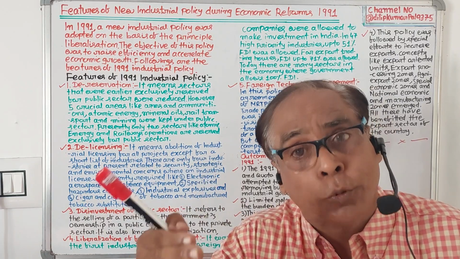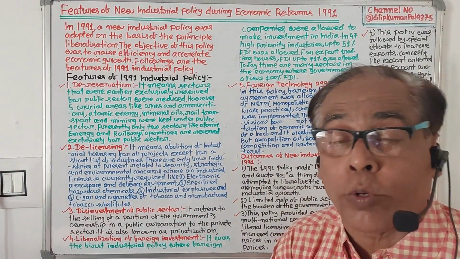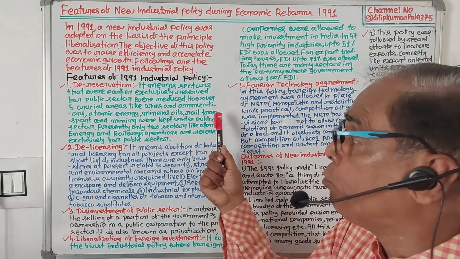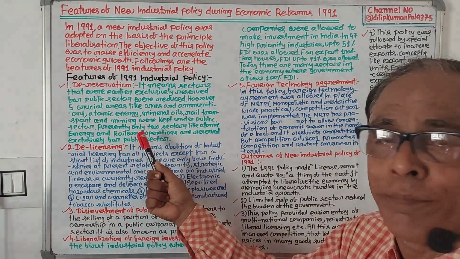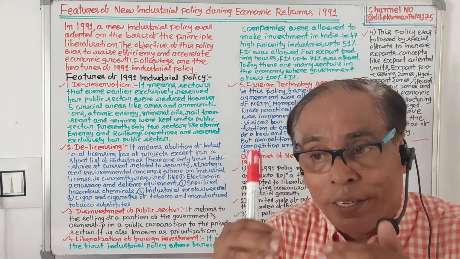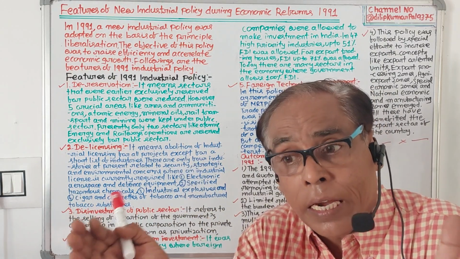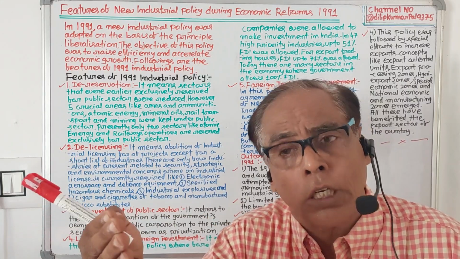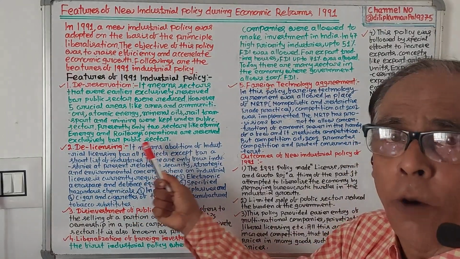Only 5 sectors were kept under the public sector. However, 5 crucial sectors like arms and ammunition, atomic energy, mineral oil, rail transport and mining were kept. But at present, the reservation of areas for the public sector has again been reduced. Now only 2 sectors are under the public sector, like atomic energy and railway operations.